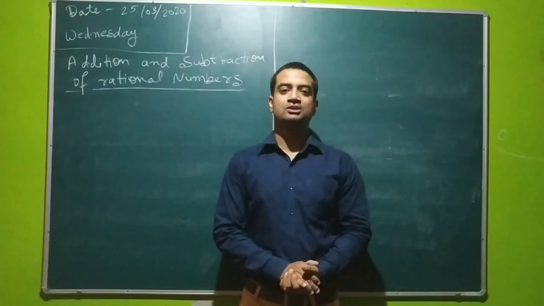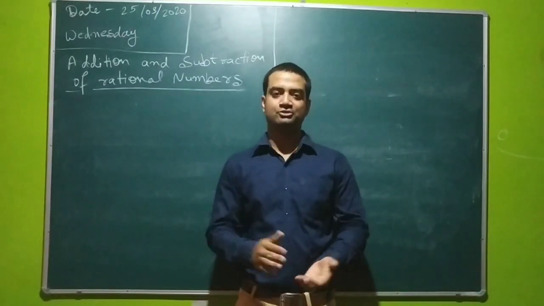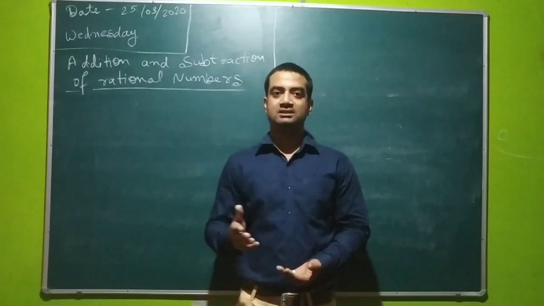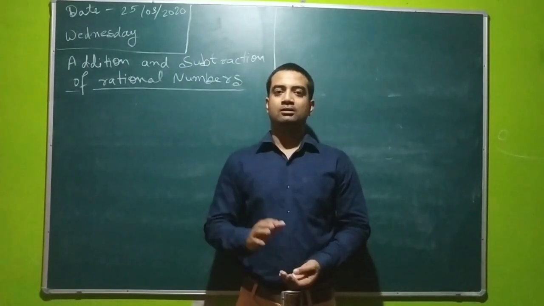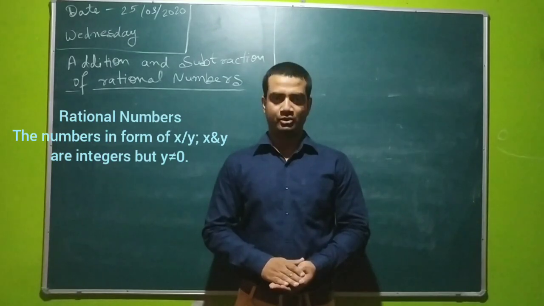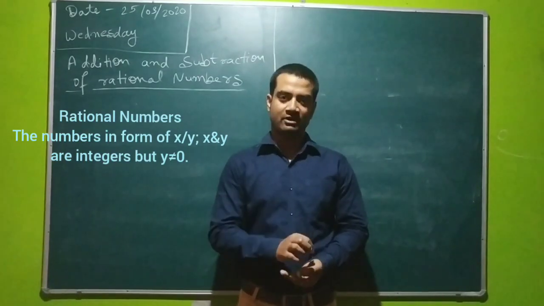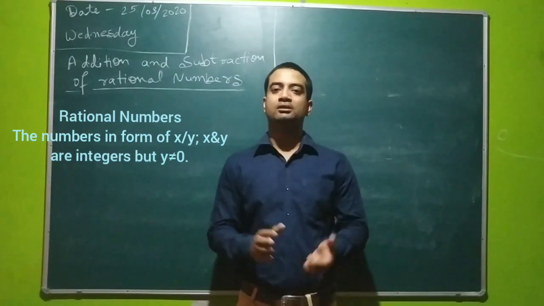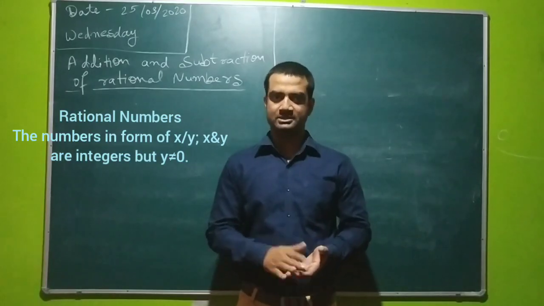Today our topic is rational numbers. So what actually are rational numbers? Basically, rational numbers are the numbers in the form x upon y, where x and y both are integers, but y should not be equal to 0.